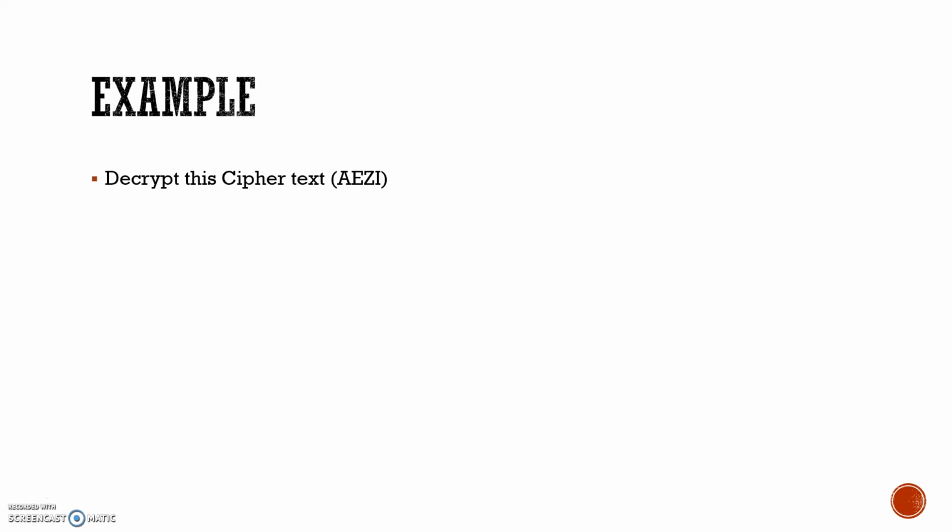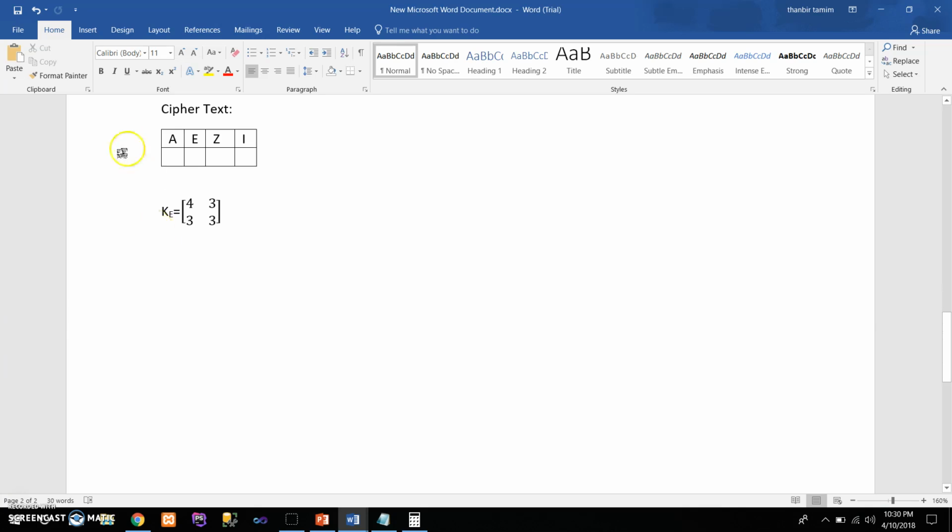So we will go to the next example, and in this example we will show you how we can decrypt by using the Hill Cipher algorithm. And here our ciphertext is AEZI, and by using this algorithm, we'll convert from this ciphertext to a plain text. Okay, so again we will do this algorithm. We will write the values of A, E, Z and I.